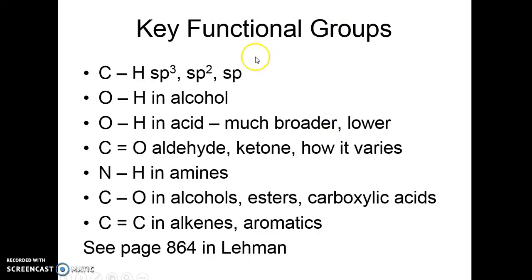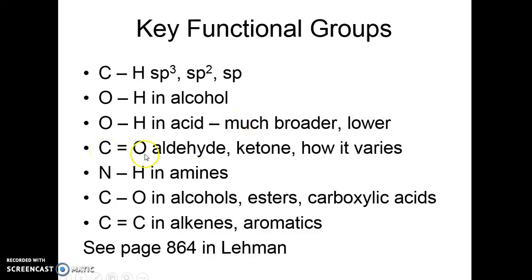The key functional groups that we are to know about, first of all, the carbon-hydrogen bonds, and there are 3 locations where you find carbon-hydrogen, one for sp3, one for sp2, and then one for sp. An oxygen-hydrogen bond in an alcohol, and it's easy to recognize because it's broad and in a particular location. Then an oxygen-hydrogen in a carboxylic acid, which is almost in the same region as the alcohol, but it spreads out much wider, and you have almost a messy spectrum because it's so broad.